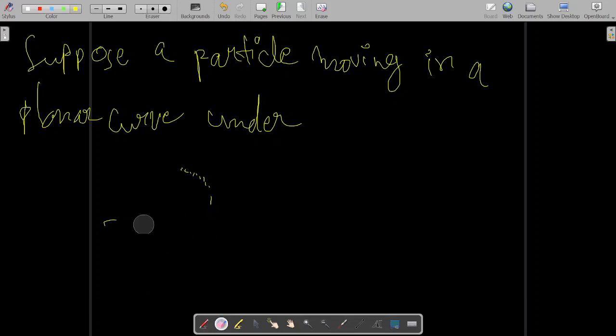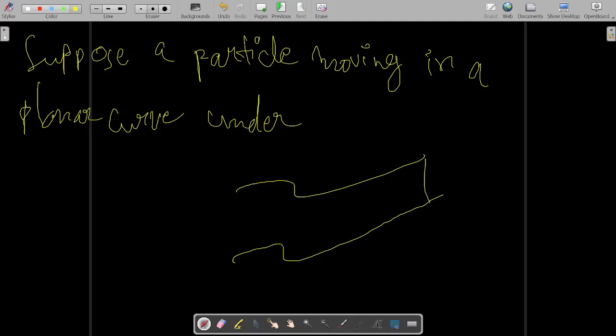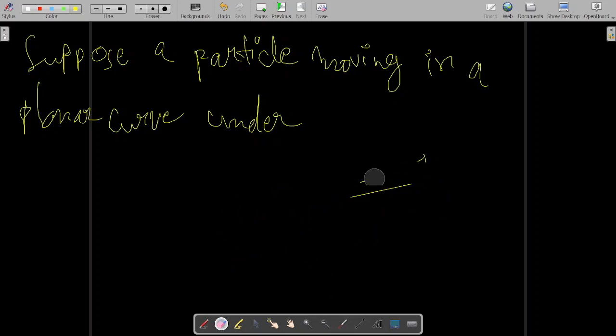One more example of a non-planar curve is that suppose you have a curve like this. This part is out of the plane, this is below the plane, and this part is on the plane. So this is a non-planar curve. Such a type of curve is not there. A planar curve is there.